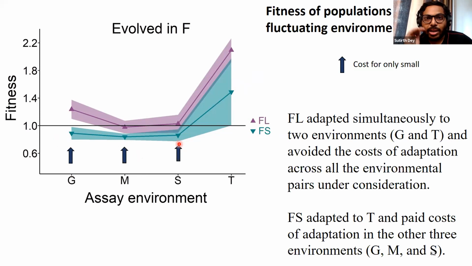Now, please remember, these are the F treatments, in which both the large and the small populations have seen all the carbon sources. In spite of that, the large populations are able to evolve in T and G with no loss of fitness in the other two, and the small ones evolve higher fitness in T, but lose fitness here.